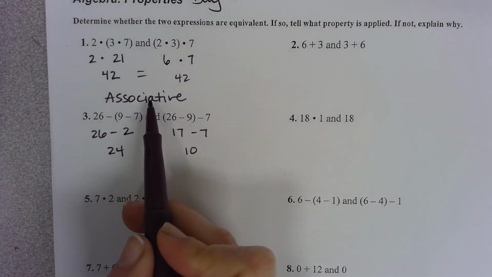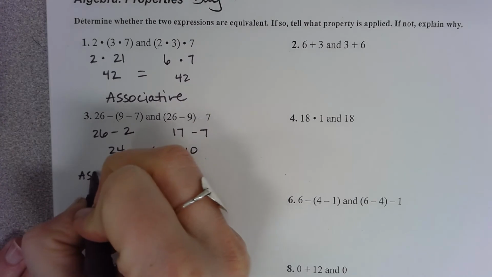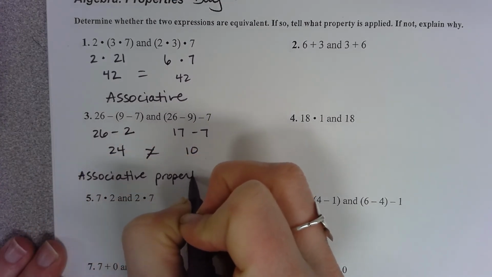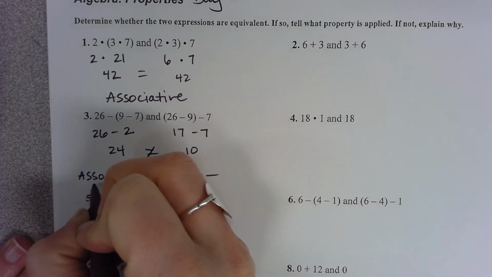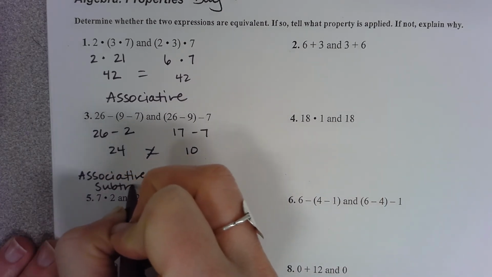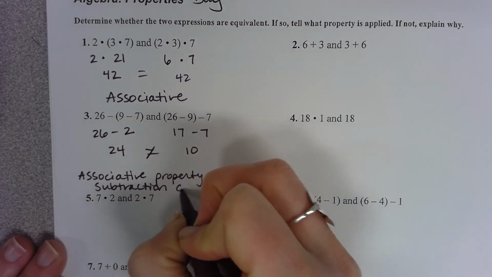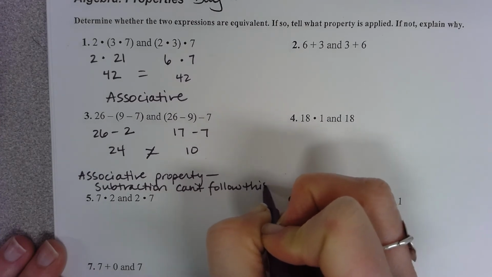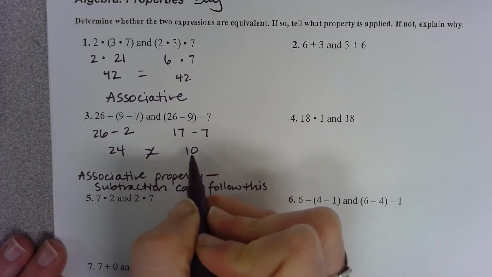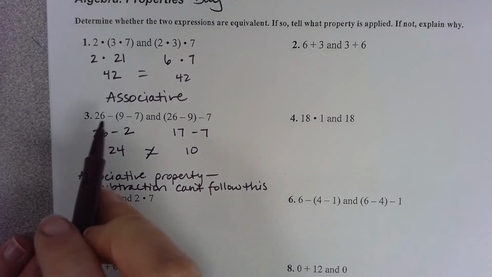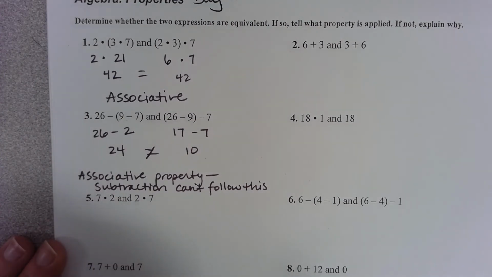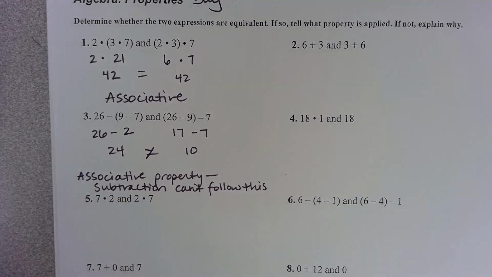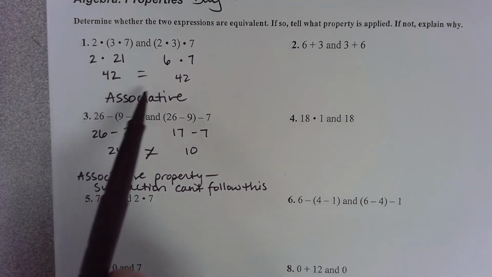Now look at here. They're trying to do the grouping. They're trying to do the associative property. But associative property, subtraction can't follow this. Okay, so because you're using subtraction here, you're not going to get the same answer. You can't group different numbers in a problem with subtraction and expect the answers to be the same. They will not be the same.